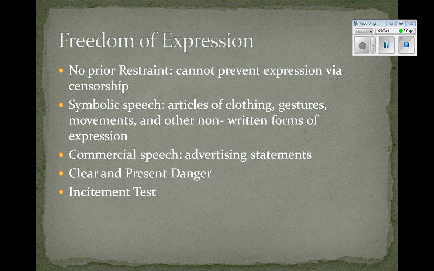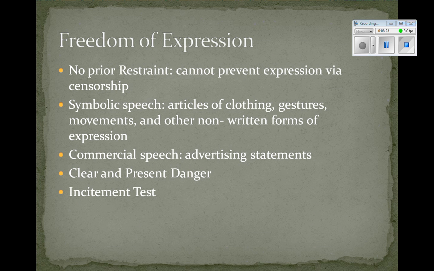Now, other issues that you have to include when you think of expression are more than just speeches, but this idea of symbolic speech. So, can you be restricted from wearing certain articles of clothing? Can you be restricted from making gestures or movements and other non-written forms of expression? Well, we're going to look into, when we do our mock Supreme Court, some cases where that comes up in the schools, and we'll see where the law holds on that.